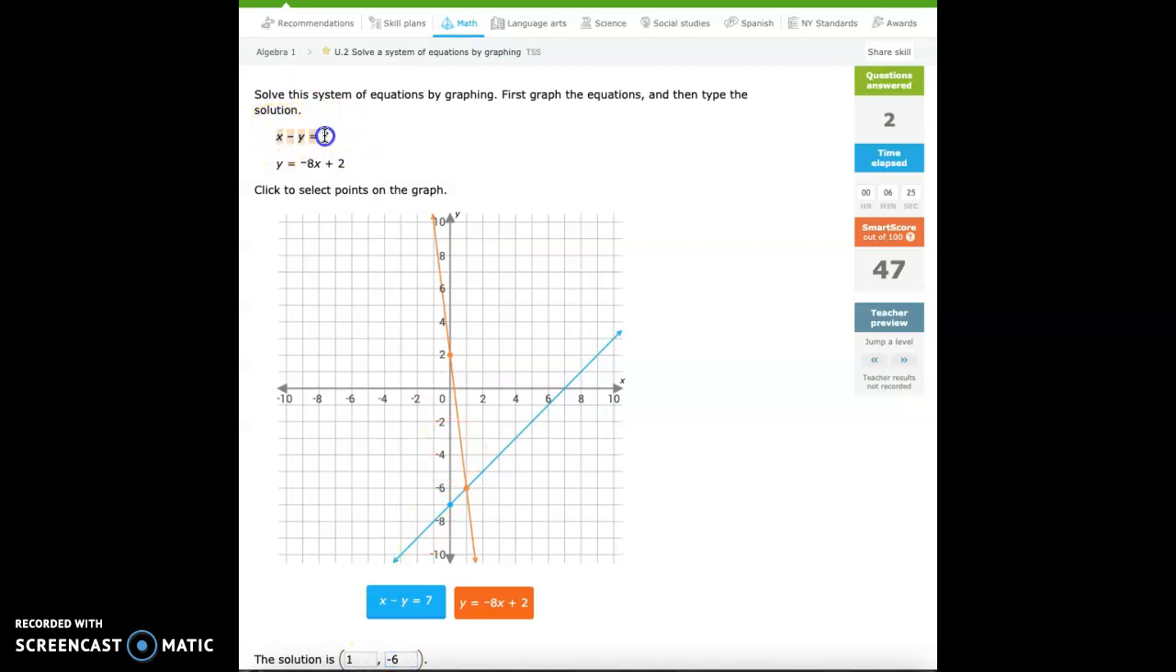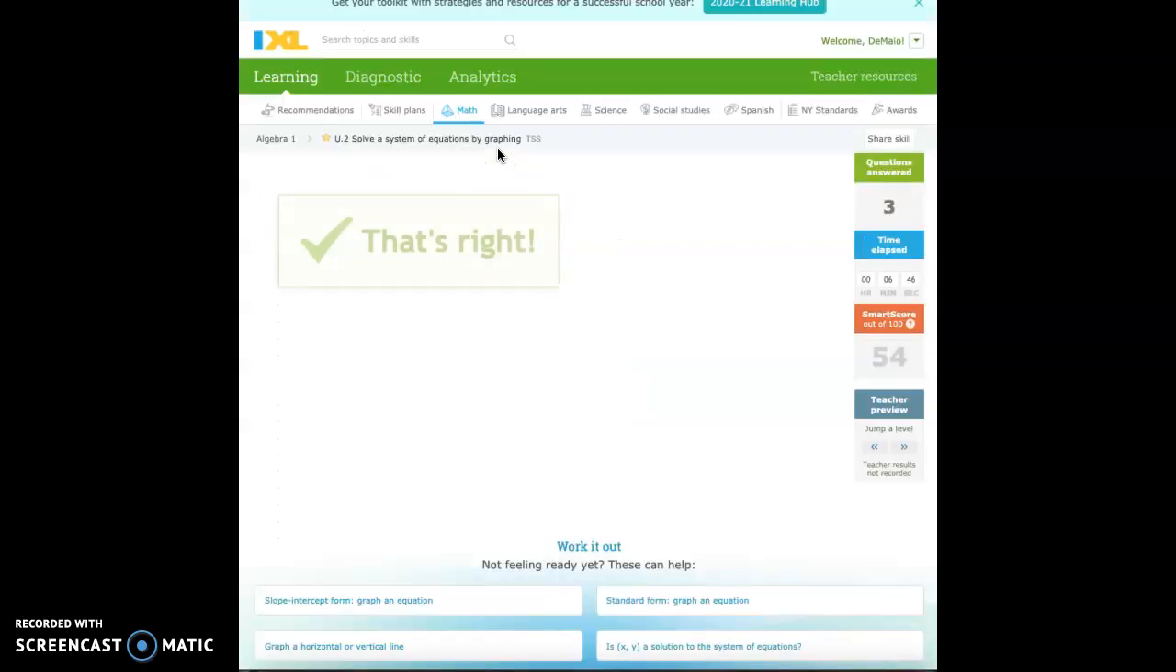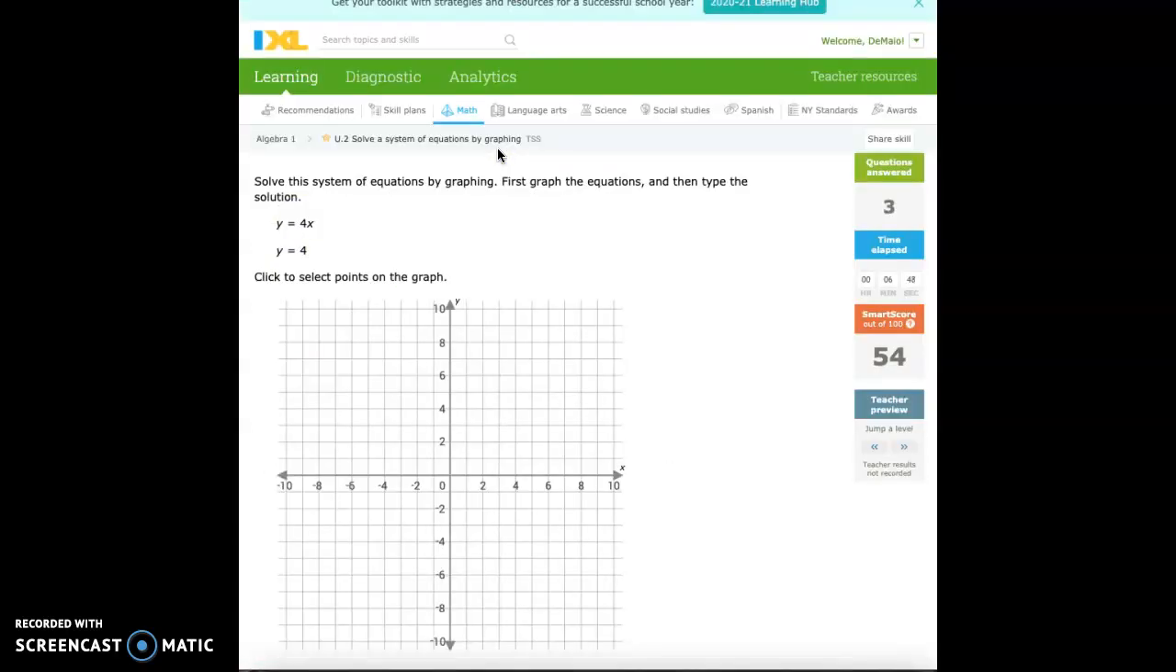So it's very important that you turn this into y equals x minus 7. Okay? So this is a one-step equation that you would need to solve for y. So make sure you do that properly first. Check your answer, and we're good.